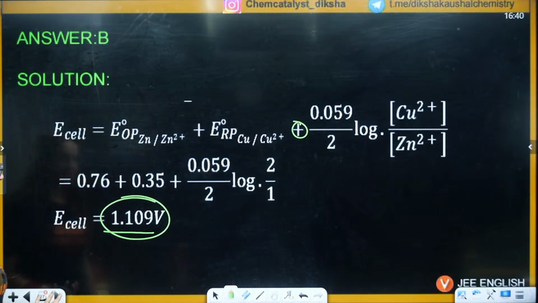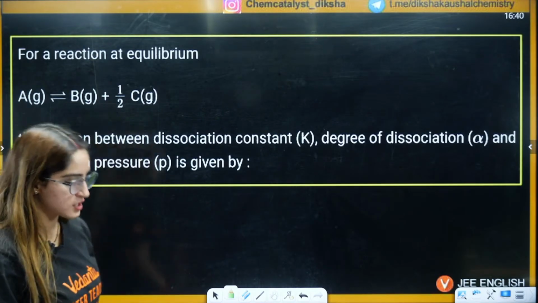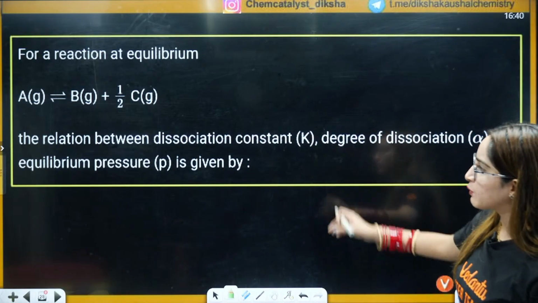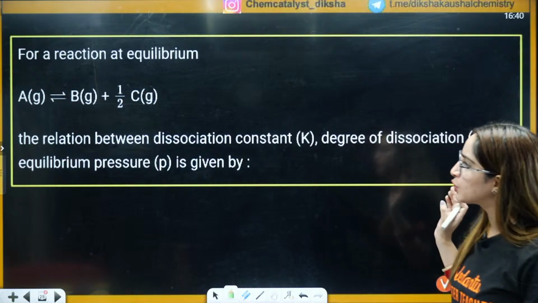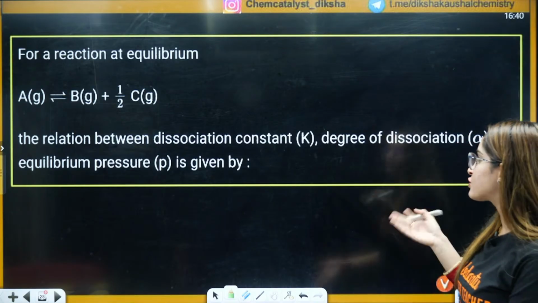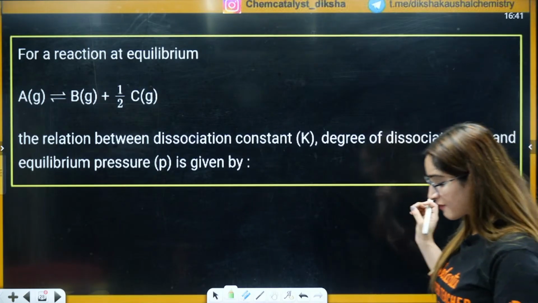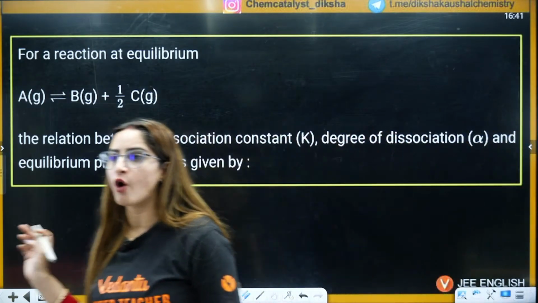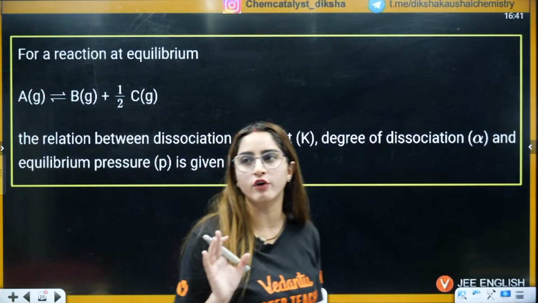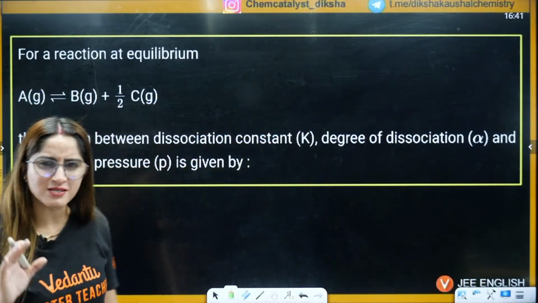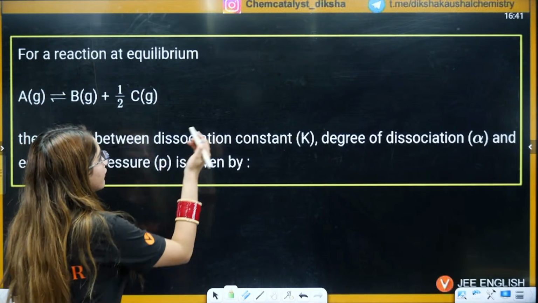Okay, yes. Next question on your screen: for a reaction at equilibrium, this reaction is given to you. The relation between dissociation constant, degree of dissociation and equilibrium pressure is given by... So now this is a sort of derivation. For this, you need to know some very, very important basic things about equilibrium.